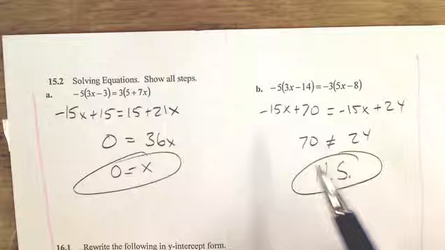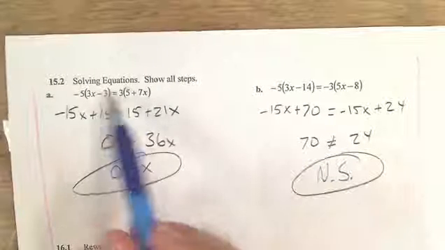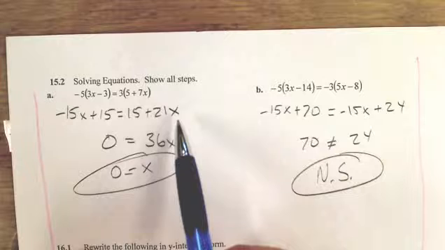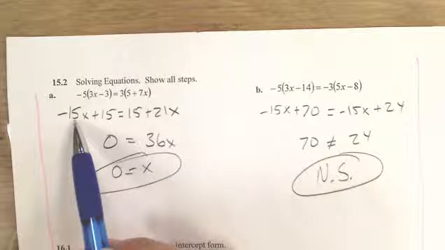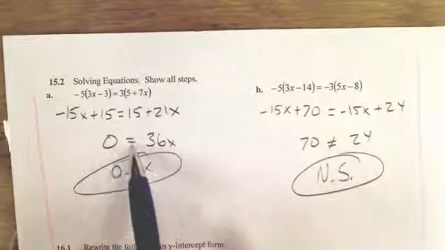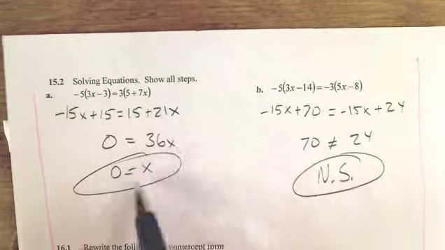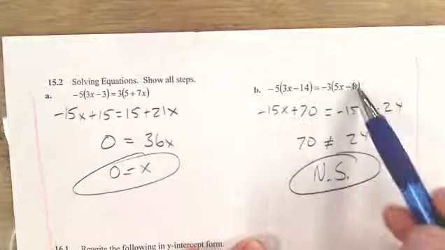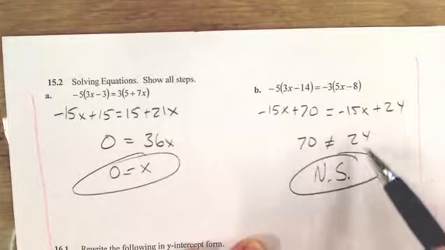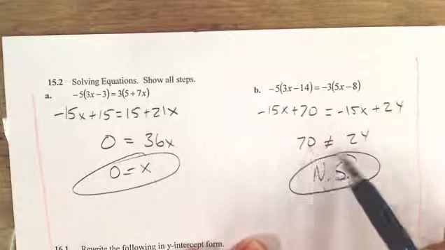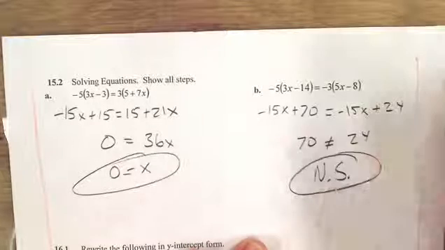Solving the equation. Distribute. I like to get all my x's on one side first, so I added 15x. Then I subtracted 15 to get rid of this guy. Gave me 0 equals 36x. Divide by 36 on each side, you get x equals 0. In the next one, distribute, and then add 15x to both sides, and I'm left with 70 is not equal to 24, so there's no solution to that one.